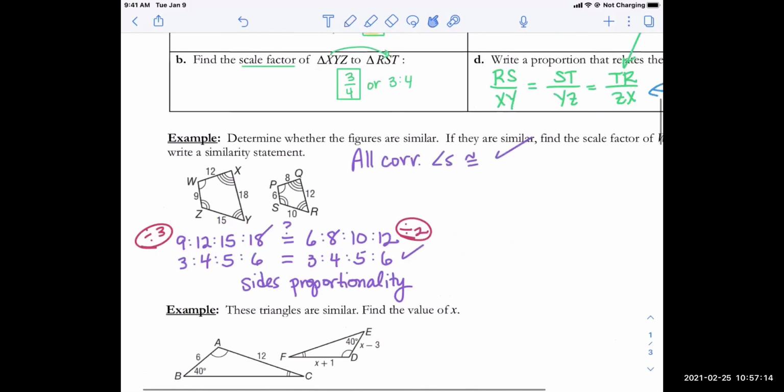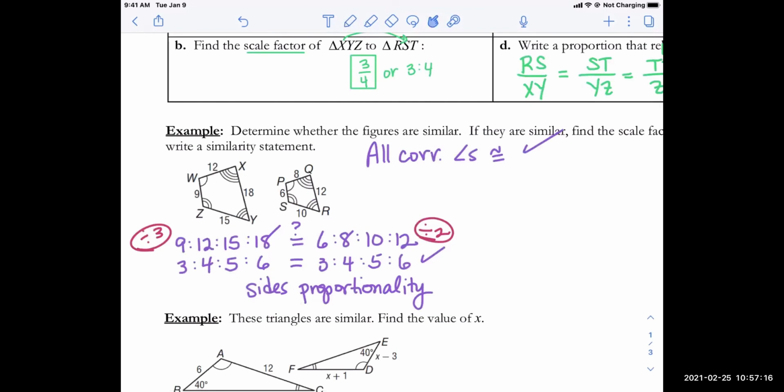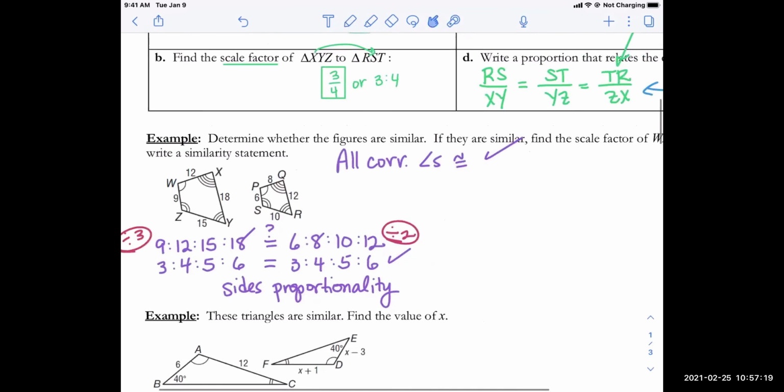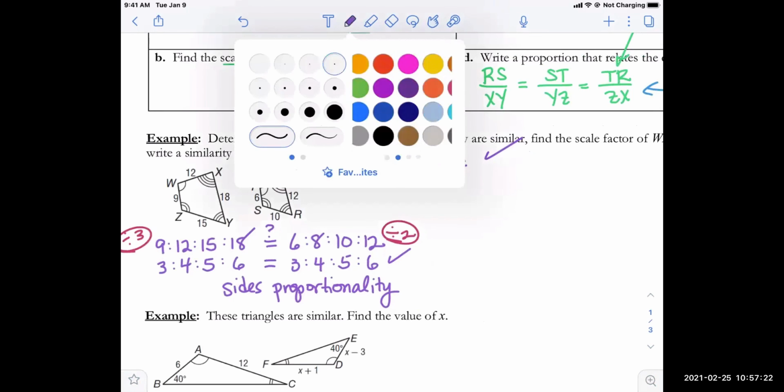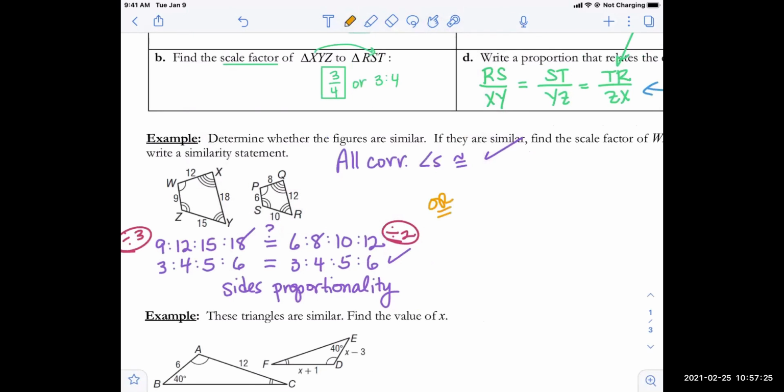Now, the other thing you can do is check all of the corresponding side pairs. I think that this is more efficient, but if you want, you can do it this way. The short side has to go with the short side. Sometimes they'll be twisted where it's not as obvious, right? But the short sides have to go together. So if I compare 9 to 6, what is that value? 3 to 2. Okay, if I compare 12 to 8, take out a 4, 3 to 2.